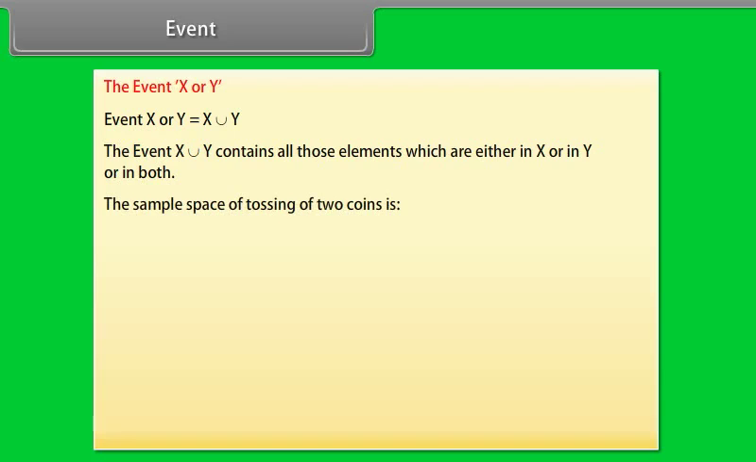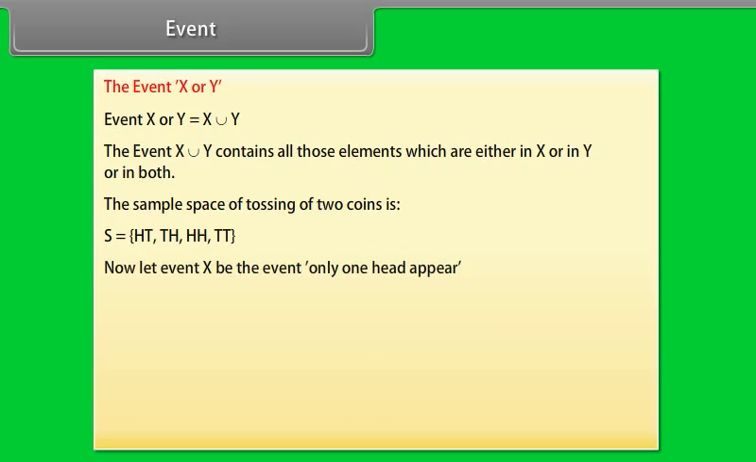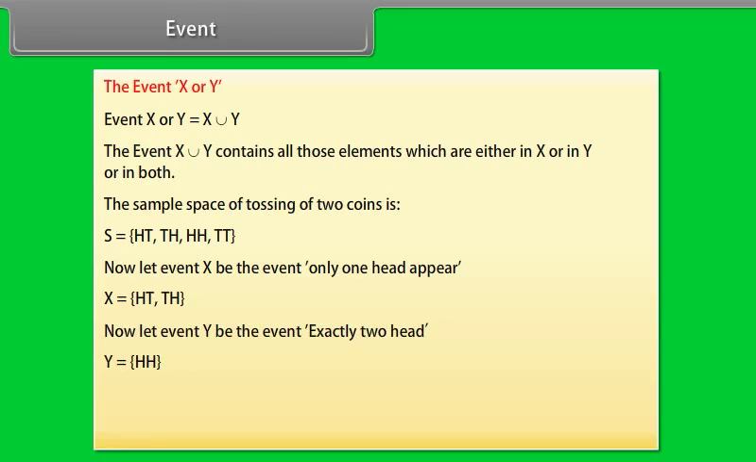The sample space of tossing 2 coins is S is equal to {HT, TH, HH, TT}. Now let event X be the event only one head appears. X is equal to {HT, TH}. Now let event Y be the event exactly 2 heads. Y is equal to {HH}. The event X union Y is equal to {HT, TH, HH}.